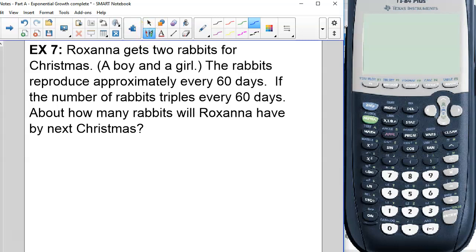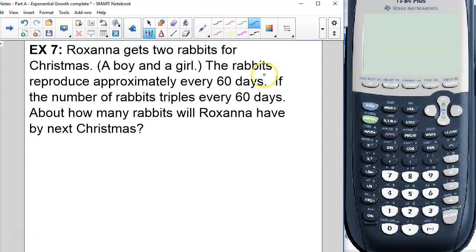Okay, so if you get 2 rabbits, a boy and a girl, and you put them in the cage together, and neither one of them is fixed, then you're going to have more than 2 rabbits probably before long. So let's say you let them multiply and you feed them well and keep them where the dogs can't kill them and the coyotes can't get them, and you just want all of these little baby rabbits that you love so much.